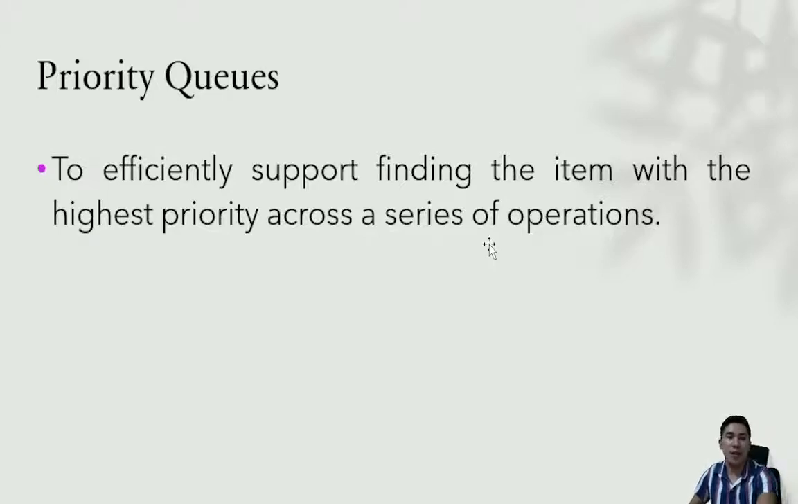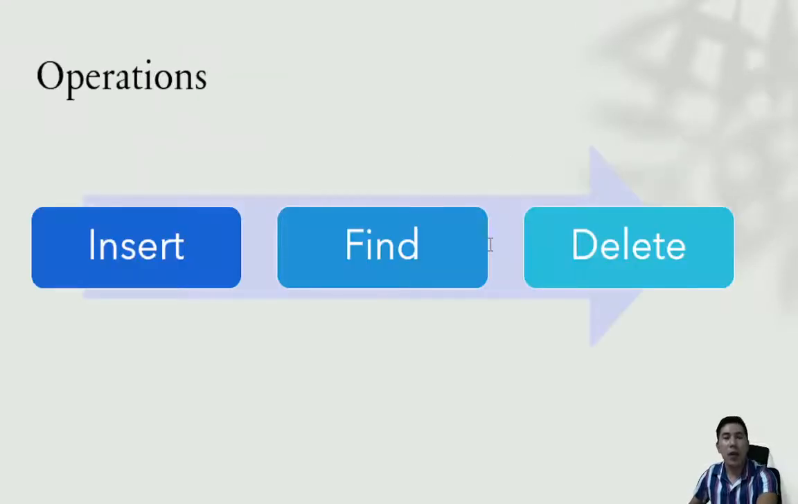The basic operations of the queue are insert, which is used to add elements to a queue, and find, which is used to search or retrieve data from a queue. Then we also have delete, which is used to remove data from our priority queue.